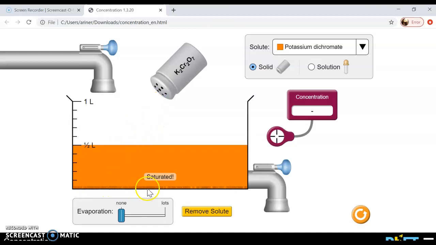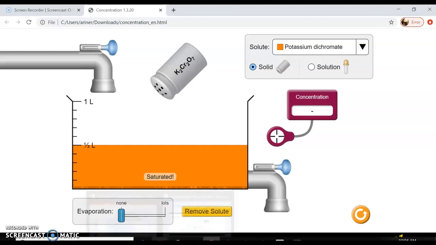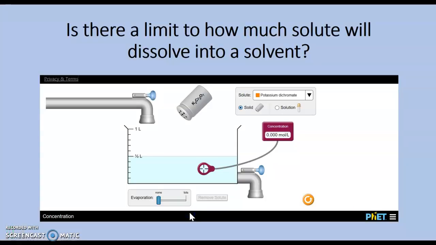What you will notice is that you start to see extra at the bottom. Remember I said that's the only way you can visually tell you have a saturated solution, is if you keep adding more and it's just going to collect on the bottom. Okay, so this is not super saturated. There's not crystals forming. There's just extra left over. So yes, there is a point to where we can dissolve so much solute.